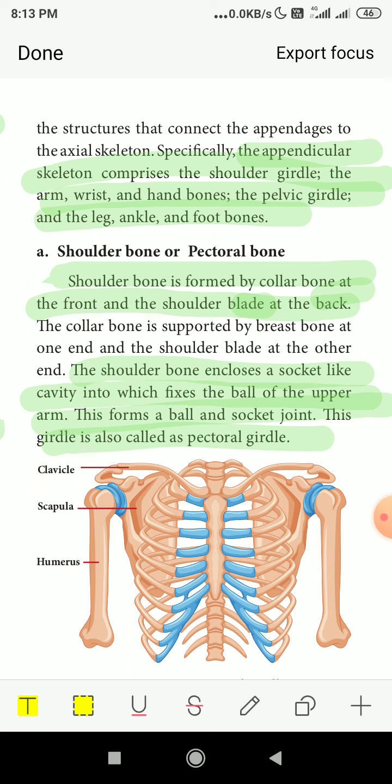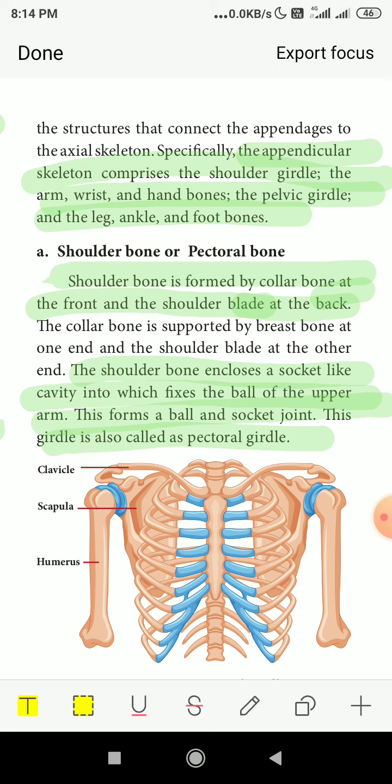Shoulder bones, or the pectoral bone. The shoulder bone is formed by the collarbone at the front and the shoulder blade at the back. That flat, broad bone behind our hands is the shoulder blade, and in the front the collarbone is near the neck region. The collarbone is supported by the breastbone at one end and the shoulder blade at the other end. The shoulder bone encloses a socket-like cavity into which the ball of the upper arm fits.